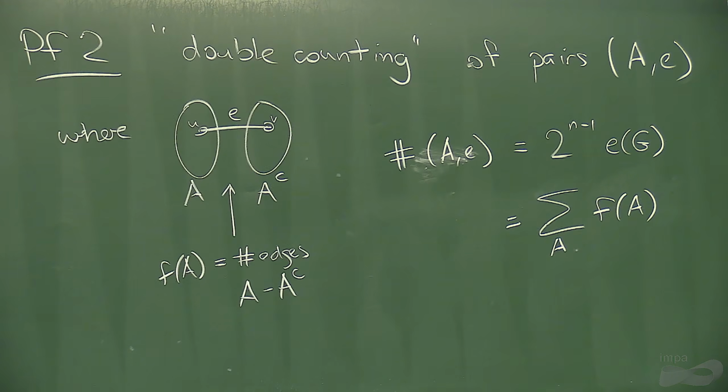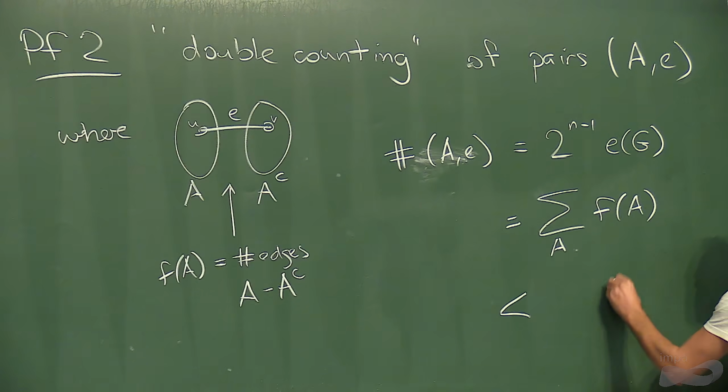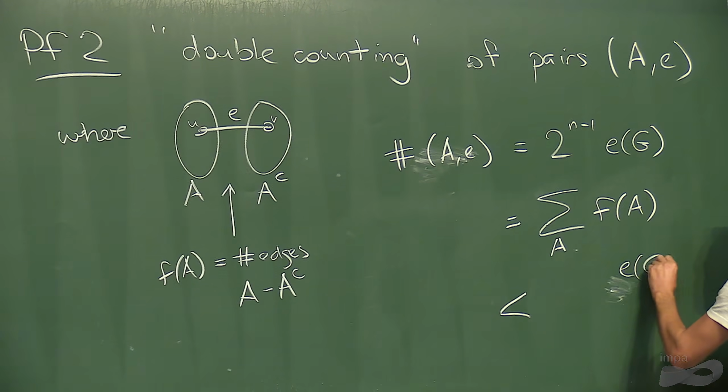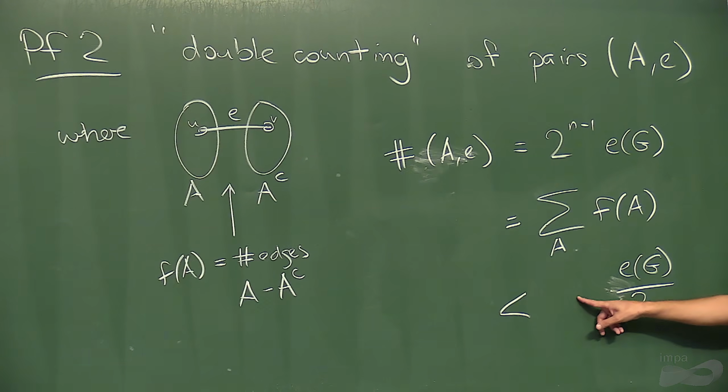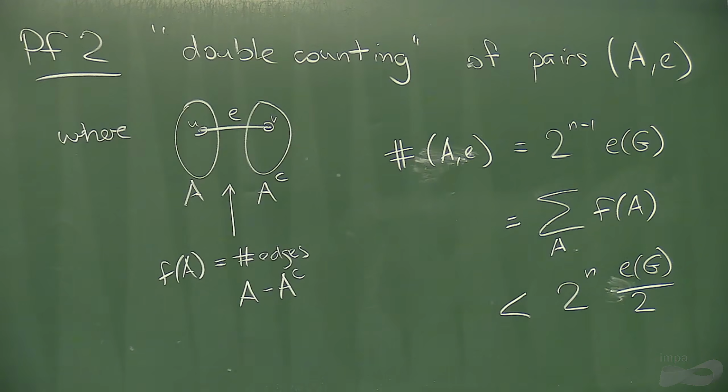Okay, so suppose that's not true. Then f of A is always strictly less than E of G over 2. So this sum is strictly less than E of G over 2 for every set A. How many sets A? 2 to the n. But that's a contradiction. 2 to the n minus 1 times E of G is not strictly smaller than 2 to the n minus 1 times E of G. They're the same thing. So that's a contradiction.